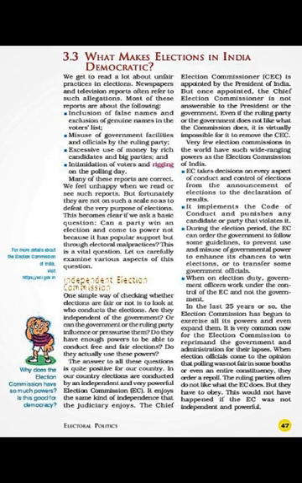Then misuse of government facilities and officials by the ruling party. Excessive use of money by the rich candidates and the big parties. Intimidation means threatening of the voters, and then rigging on the polling day.